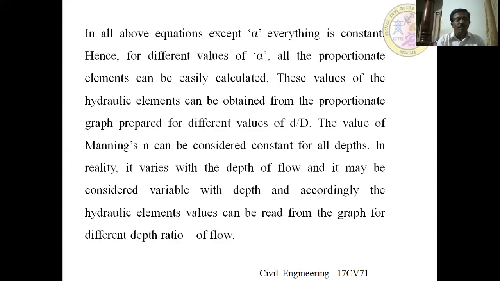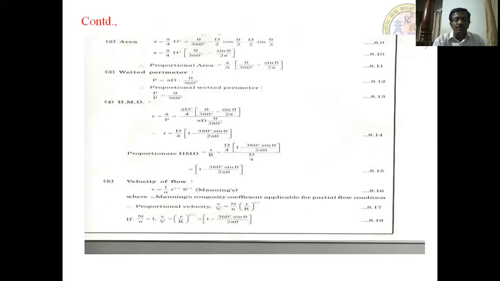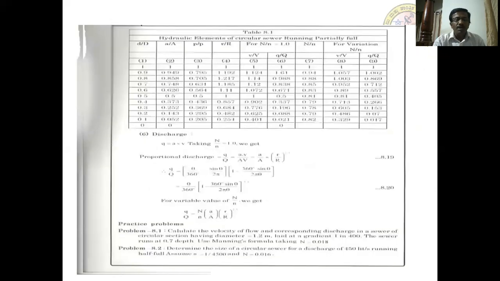The value of Manning's n can be considered constant for all depths, but in reality it varies with the depth of flow, and it may be considered variable with depth. Accordingly, the hydraulic elements value can be read from the graph for different depths of flow. Actually n varies, but to make the calculation easier, we are assuming that even though the depth of flow varies, the value of Manning's constant is constant. There is not much variation.